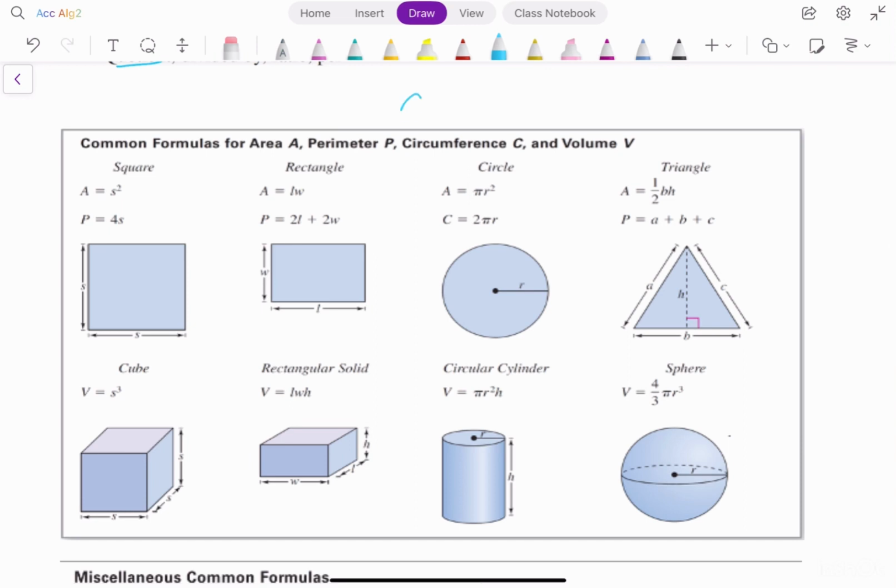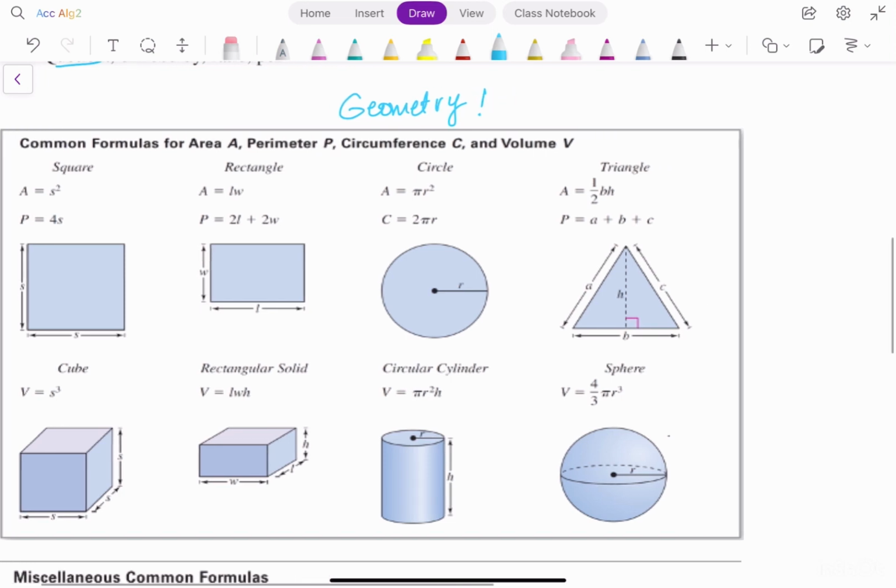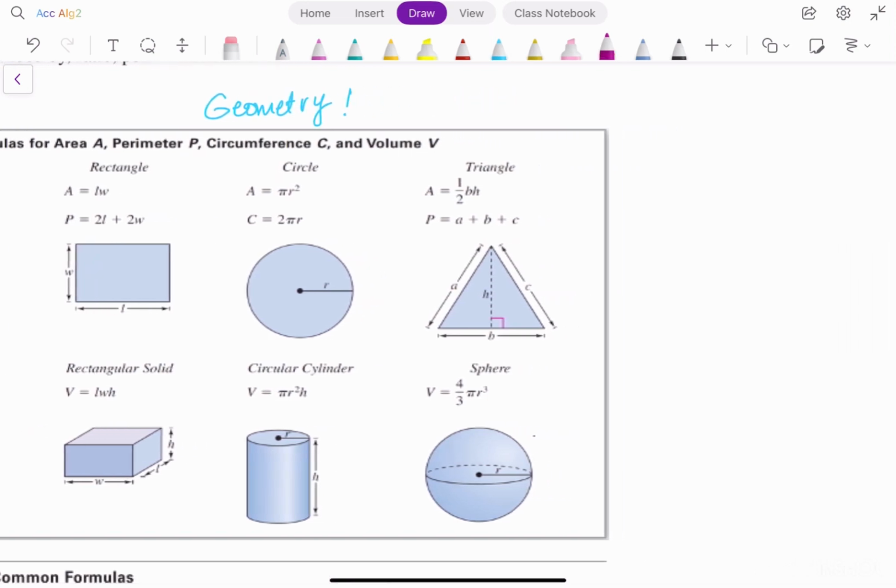Now, these are the basic shapes that you have learned in geometry. That is why the geometry teachers focus so much. Please understand these really carefully because you need these for higher level maths. So we are talking about the square, rectangle, circle, triangle, rectangular solid, circular cylinder, and sphere.